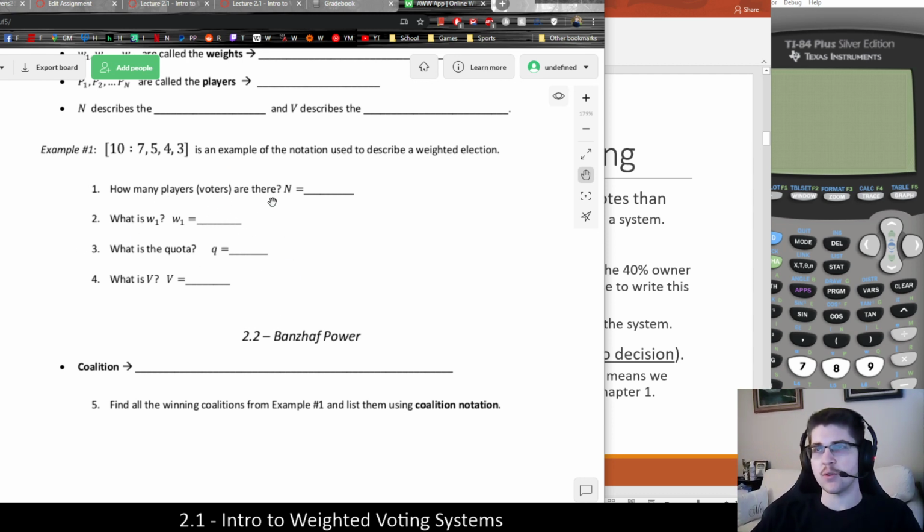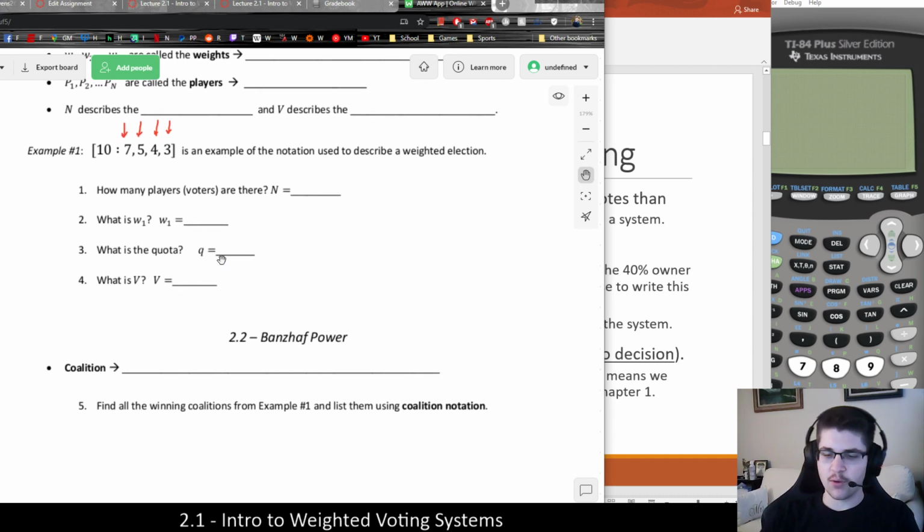So how many players or voters are there? This is usually something where I'd ask you as a class to tell me the answer, to see if this is making sense. But notice that we have 4 numbers after the colon, which indicates, okay, we have 4 voters, and sometimes the book uses n. In this chapter, it always uses capital N to describe the number of players in the system, to which we have 4. So remember, the first number does not correspond to the weights of the players. It's always the quota, which is something different.